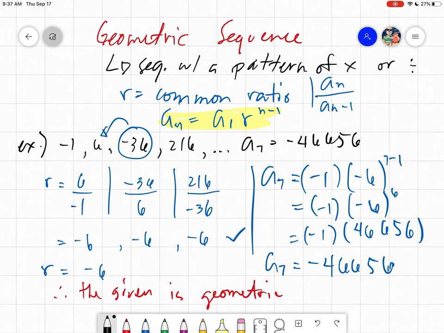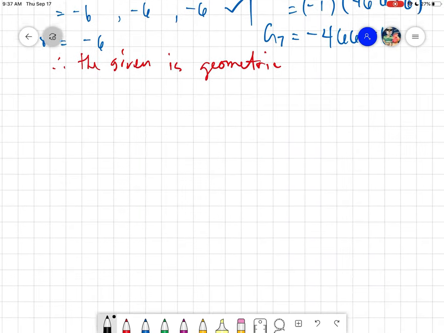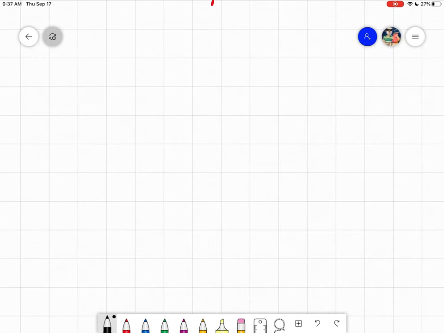So, let's have our final example. This is again just simply a discussion of our formulas. Okay? Familiarization. Say we have negative 2, negative 4, negative 8, and negative 16. Okay, and you are being asked for what is A sub 12.